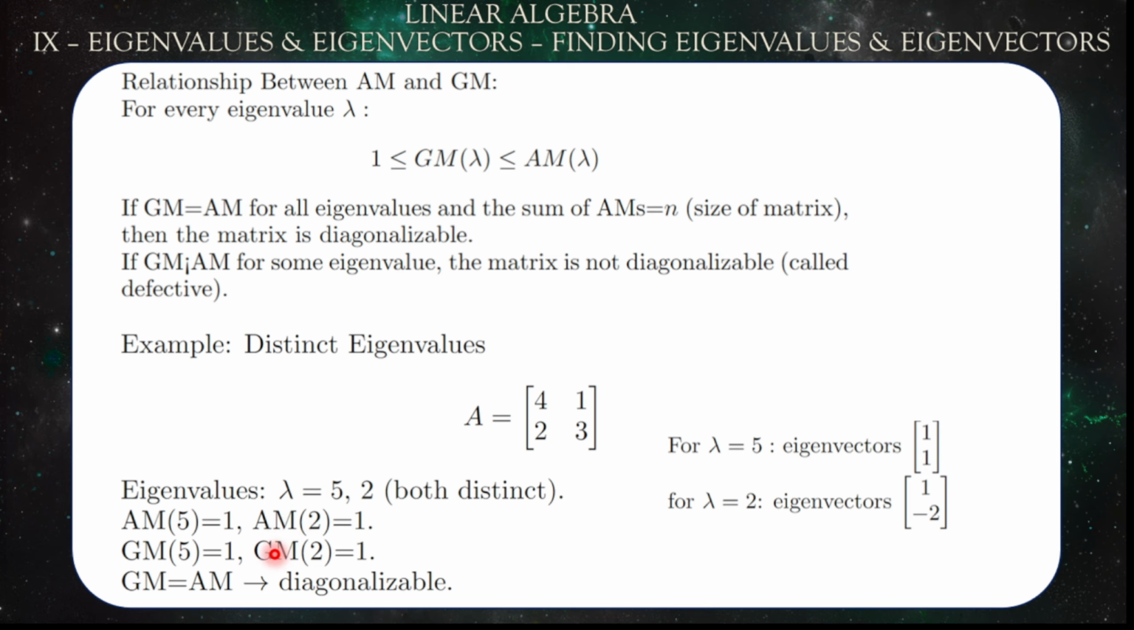Now, for the geometric multiplicity for lambda equal 5, you only have one unique eigenvector, so it is equal to 1. For GM of 2, the geometric multiplicity of 2, you also have one unique eigenvector, not more than that. So GM is equal to AM, hence this matrix is diagonalizable.